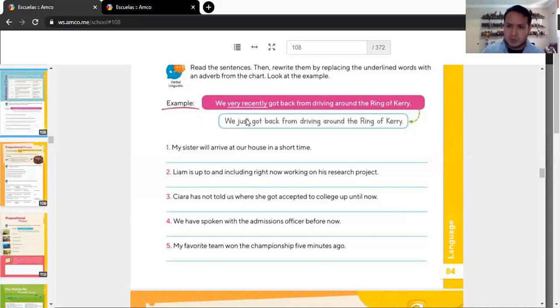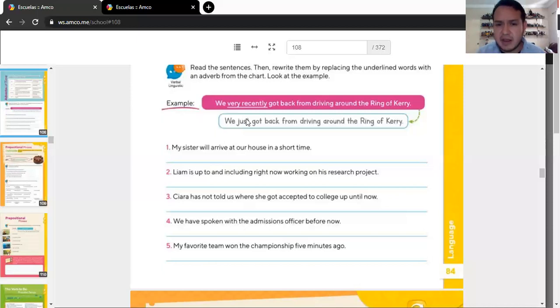Let's do the number 2 so you can do it better. Liam is up to and including right now working on his research project. That is too big. Liam is already working on his research project. He is doing it before they ask him.